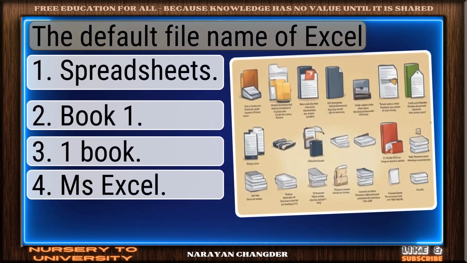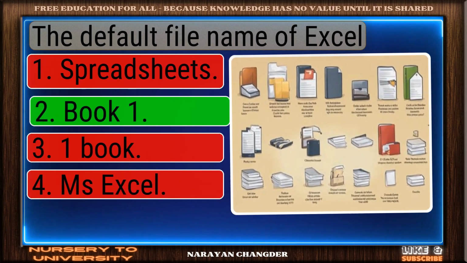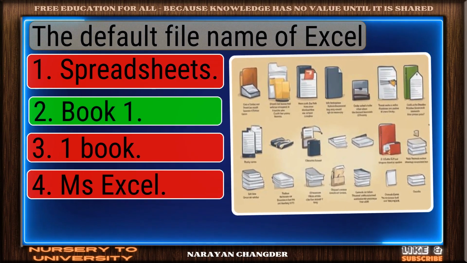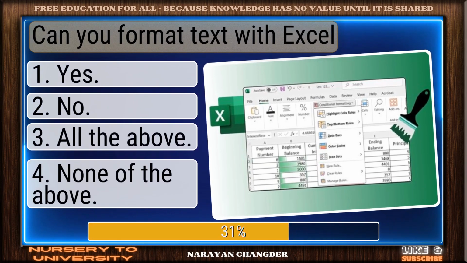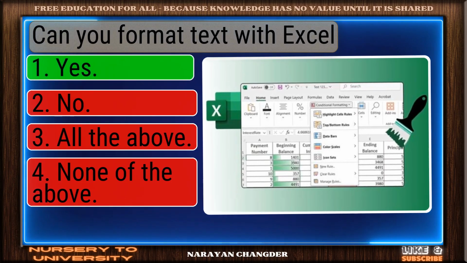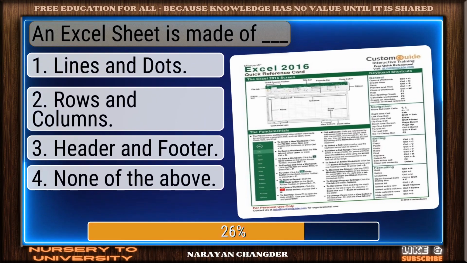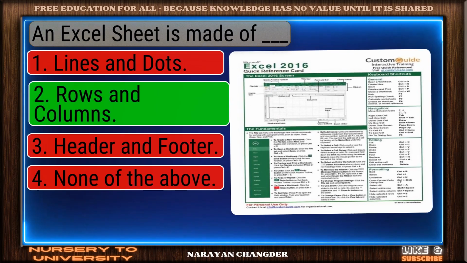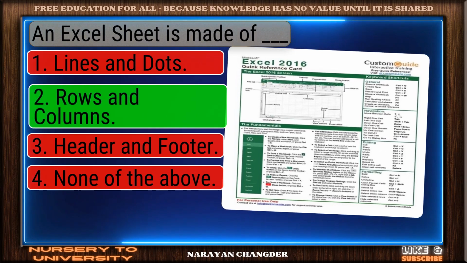The default file name of Excel. You chose Book 1, and it is correct. Can you format text with Excel? Well reasoned. Yes is the correct choice. An Excel sheet is made of dash. You got it. Your choice rows and columns is right.